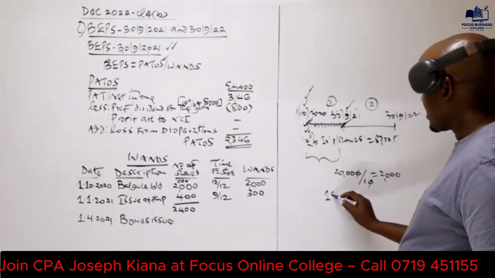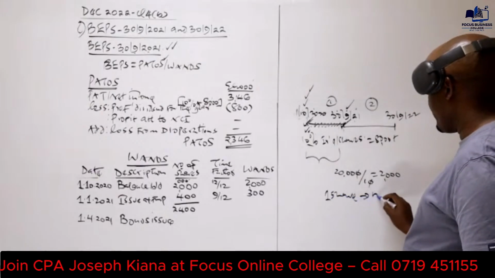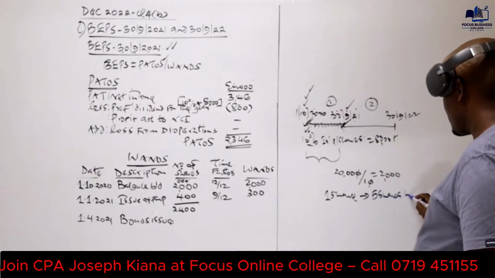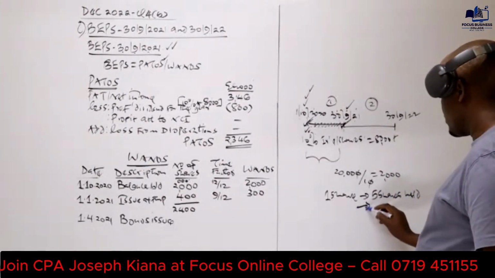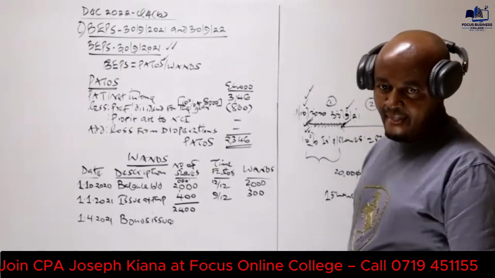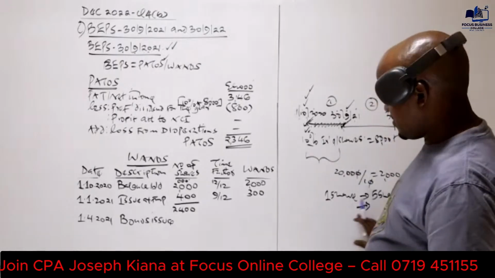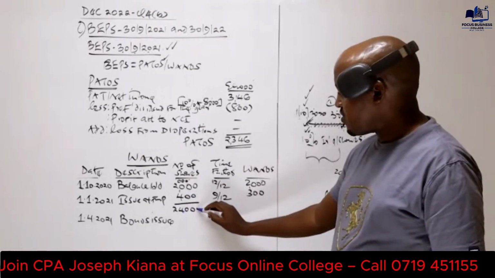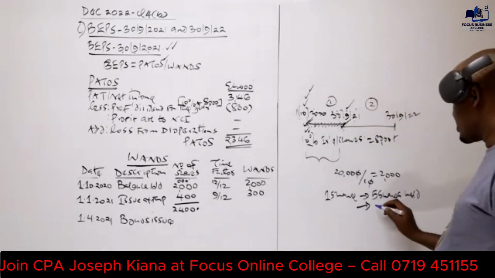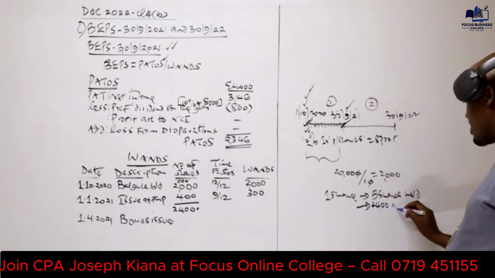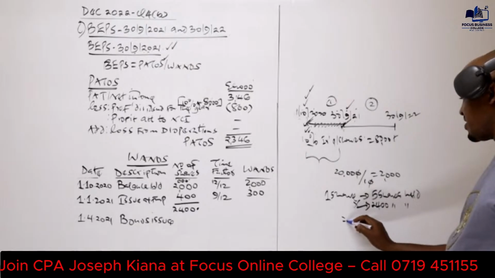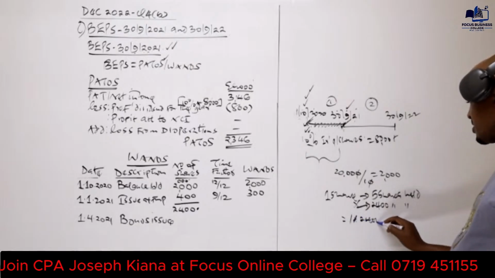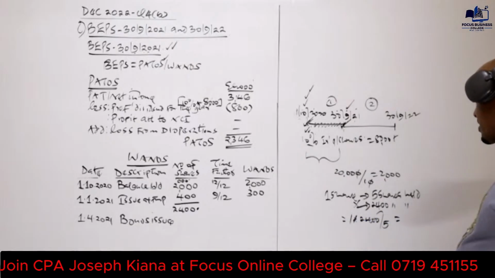1-for-5 means that the company was to issue 1 share for every 5 shares which were held. So how many shares were held before the bonus issue? You get that from this column here. The shares which were issued before the bonus issue were 2,400. So we cross multiply, then we divide: 1 times 2,400 divided by 5. And this will give us what?